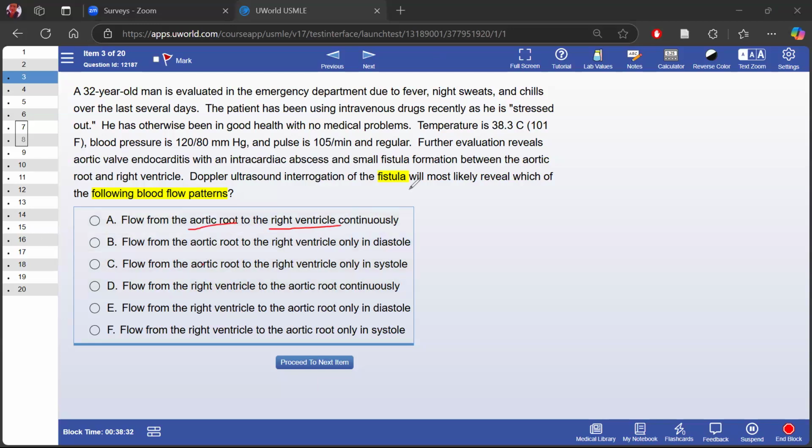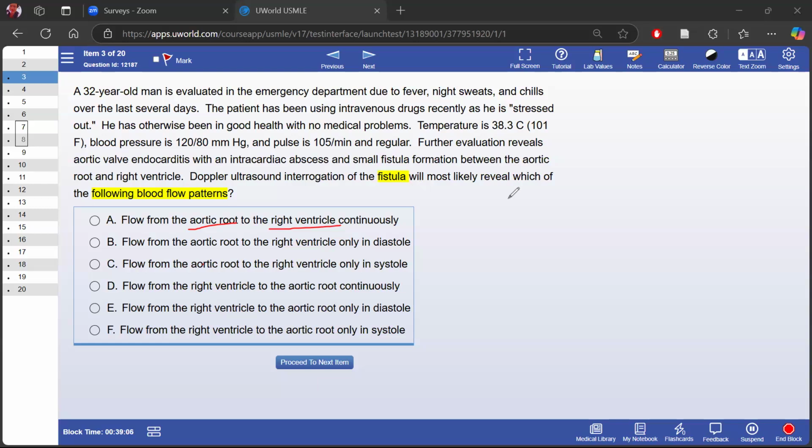The fistula is between the aortic root and the right ventricle. The fistula is between the aorta and the right ventricle. So by the principle of pressure gradient, what direction will blood flow? Which cavity has higher pressure between the aorta and the right ventricle, and what direction do you expect blood to flow between those two chambers? Aorta has higher pressure, good. So the flow will go from high to low.